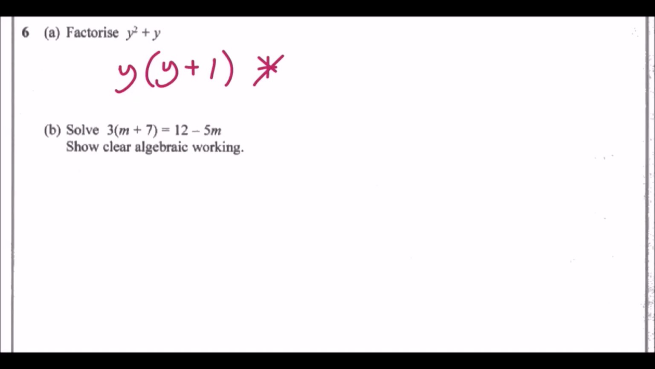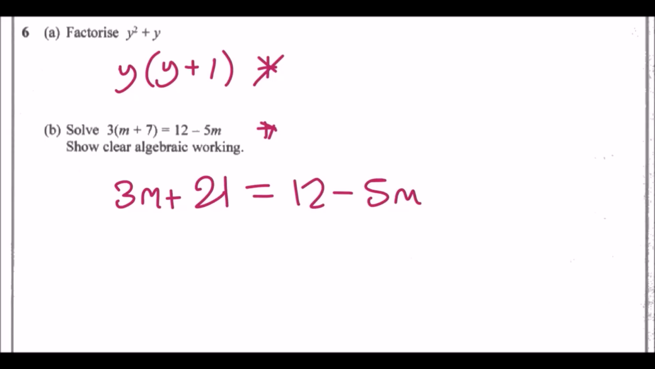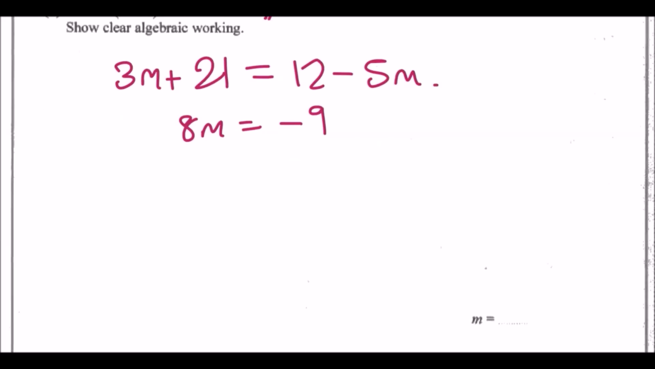Now B, solve 3 times m plus 7 equals 12 minus 5m. Easy. Firstly, we just have to expand the bracket, so you can get 3m plus 21 equals 12 minus 5m. And now all you want to do is move the m's to the left side, so add 5m across, so you can get 8m. And subtracting 21 across, so 12 minus 21, you should get minus 9. Double checking that.